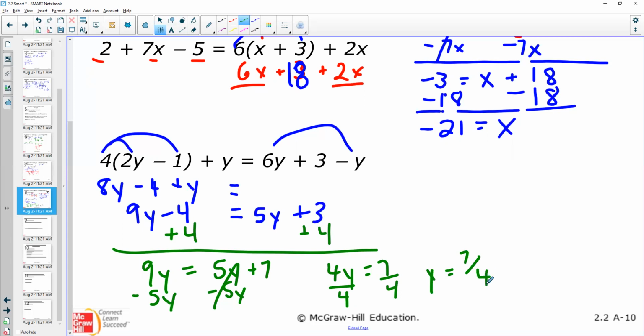That is an actual answer. Do not feel compelled to make it a mixed number. Do not feel compelled to make it a decimal. Leave it alone. Fractions are your friends. 7/4 is a number. It's okay. I know you had some teacher somewhere along the way that told you it was improper, but it's not. Don't be mad at it. It's a perfectly acceptable number. Leave it alone. Okay. So let's do one more.